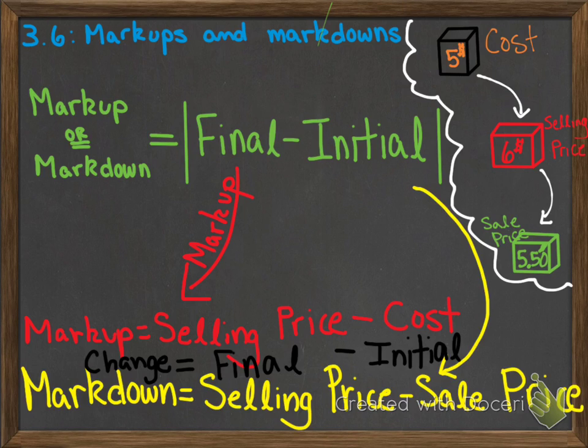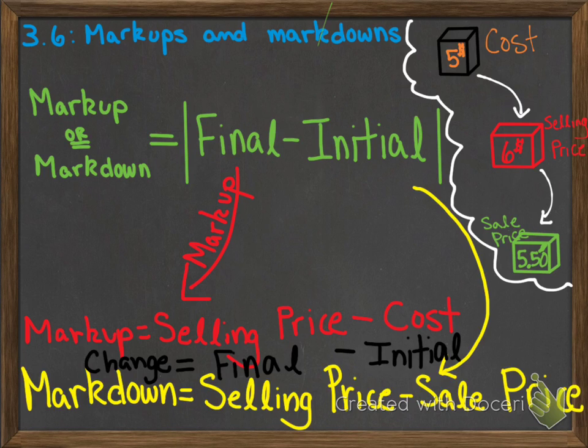For a store to make any money on any deal, the selling price or the sale price needs to be bigger than the cost. Otherwise, they're selling an item for less money than they bought it for, and they don't make any money. They lose money in that case, okay? When a store breaks even, that means they made no money, but they also didn't lose any money. So that means they sold you an item at cost. So if they paid $5, they sold it to you for $5. They didn't make or lose money.